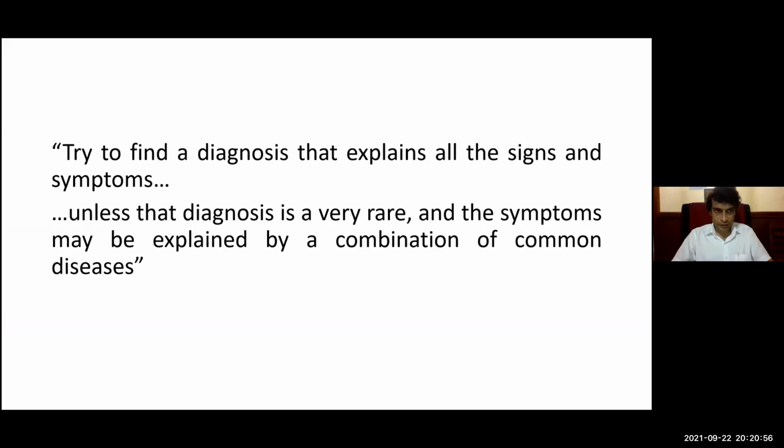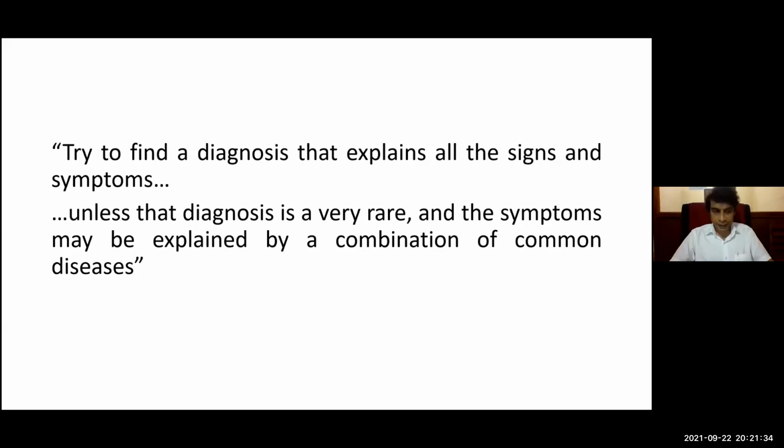So the summary of what I wanted to say, not just for this particular case but very generally, is: try to find a diagnosis that explains all the signs and symptoms, unless the diagnosis is very rare, and the symptoms can be explained by a combination of common diseases. A typical example in thyroid: we used to get patients who had a goiter and murmurs and bounding pulses and things like that. Lots of cardiovascular signs and symptoms.